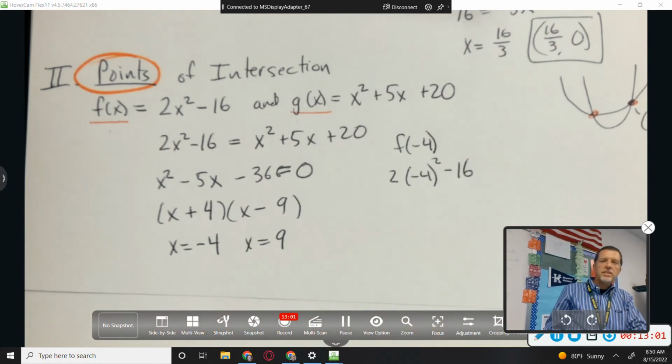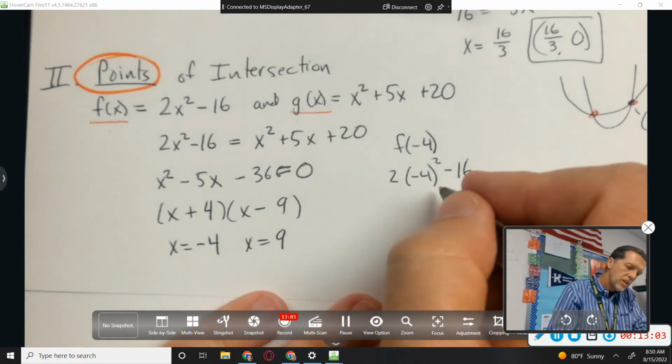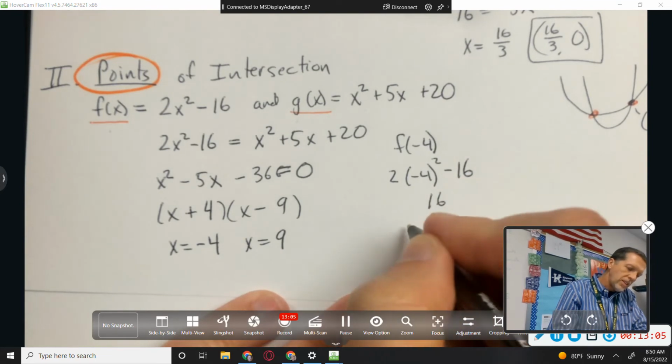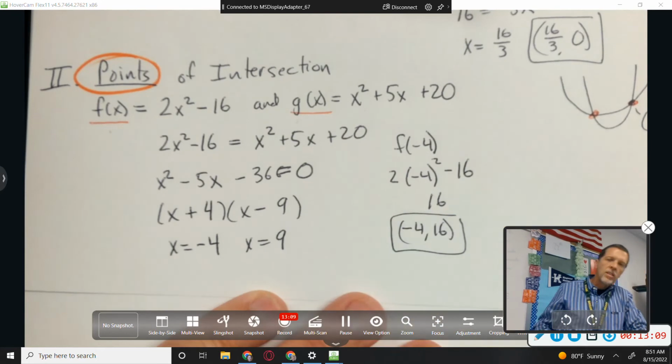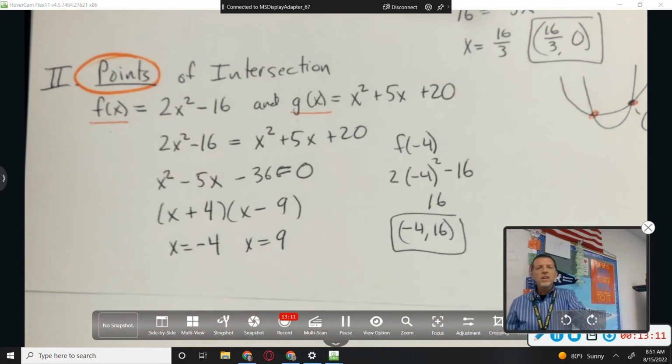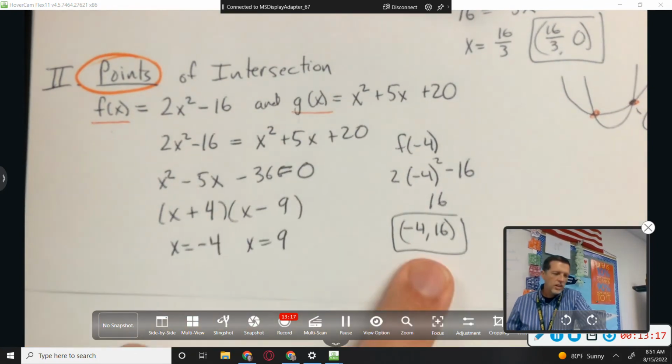Let's see, 16 times 2 is 32. 32 minus 16 is 16. So f of negative 4 is 16. And again, if you're so inclined, you plug it into g and you get the same thing.